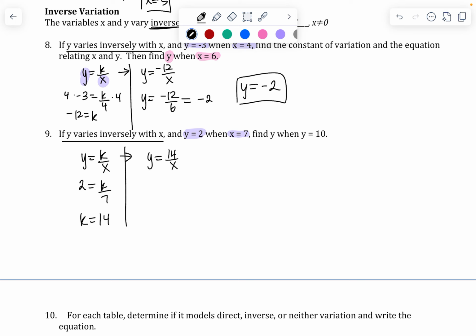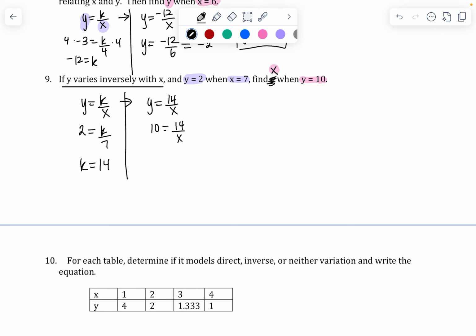And then part 2, find x when y is 10. So y is 10, x is unknown. So to solve for x here, we need to get x out of the denominator.